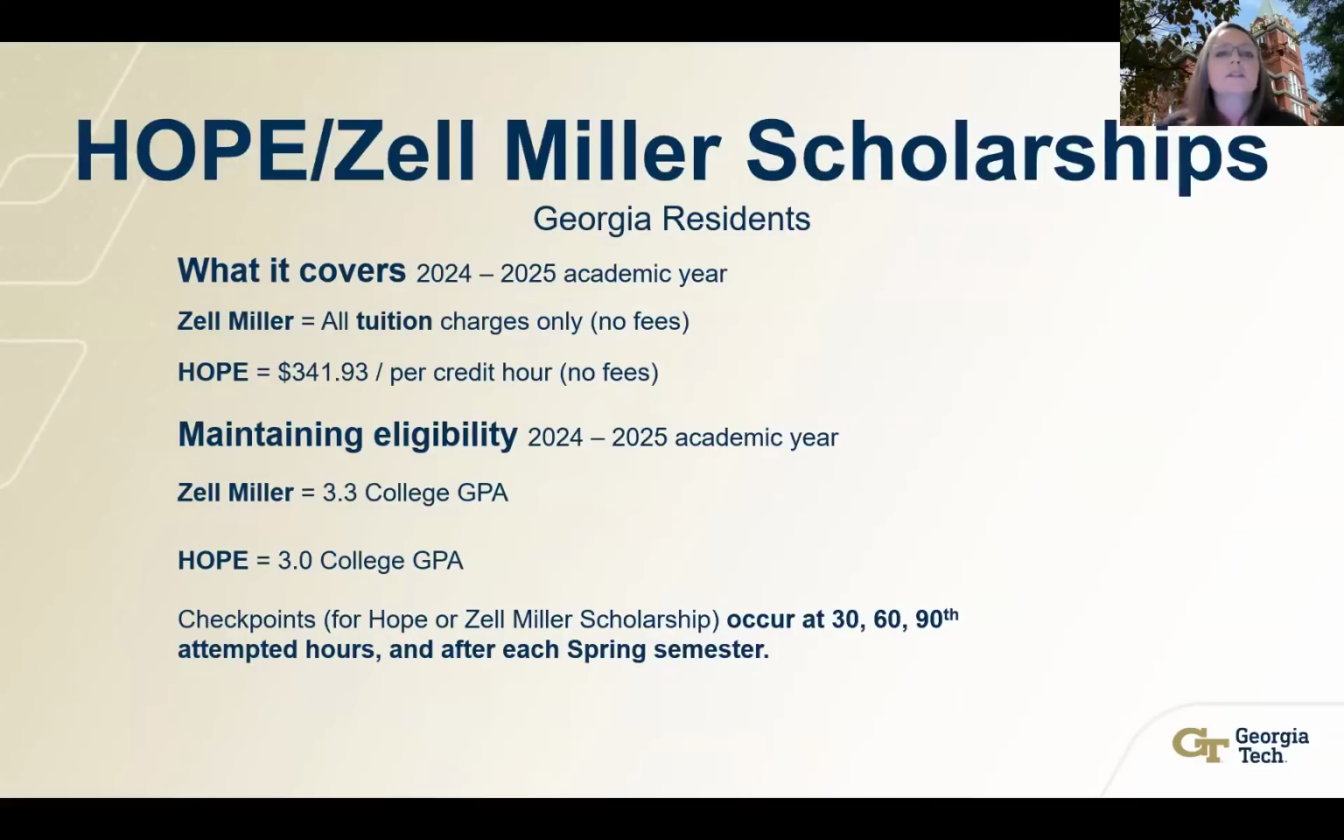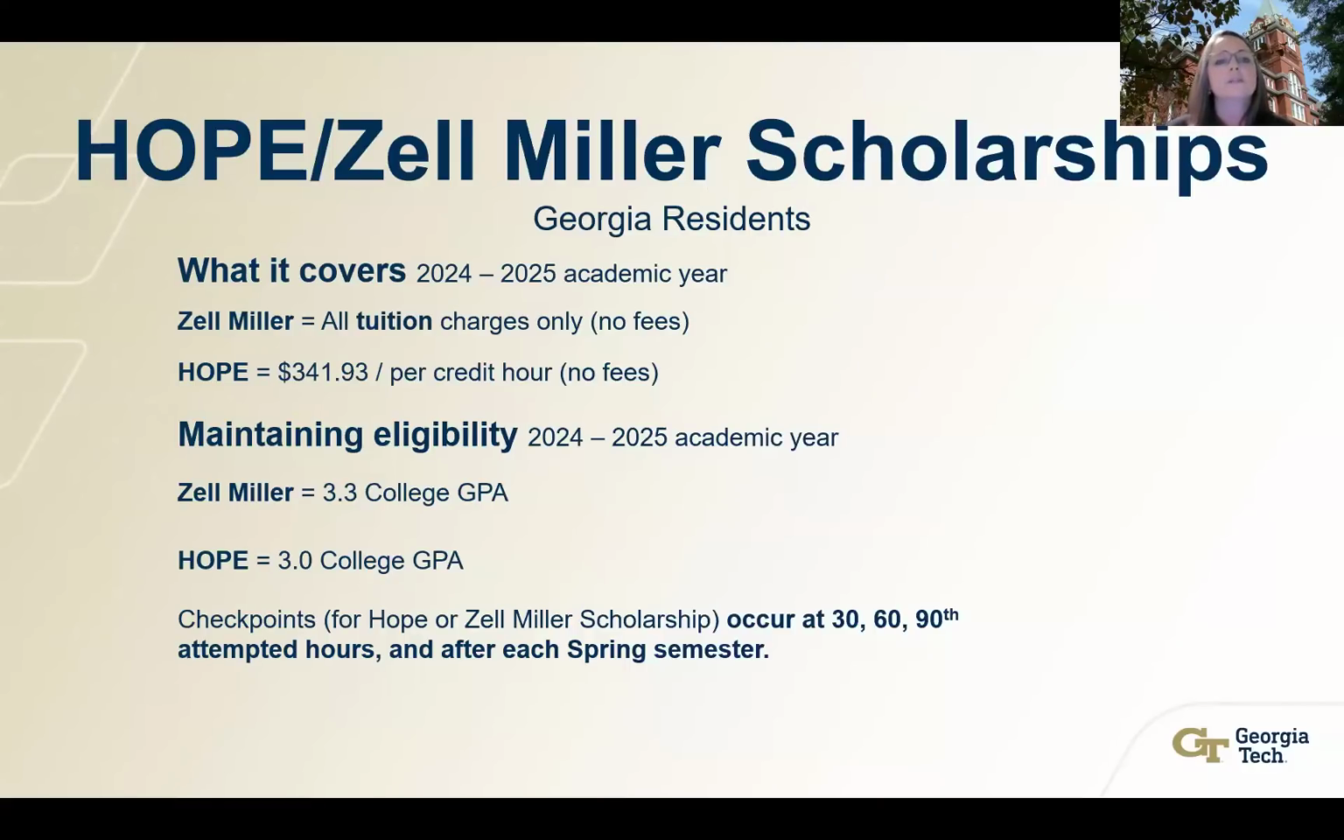So what does the Zell Miller and Hope Scholarship cover? The Zell Miller Scholarship covers all tuition, and it does not cover any of the fees. For Hope, the 425 academic year, it covers $341.93 per credit hour. This also does not cover any additional fees.